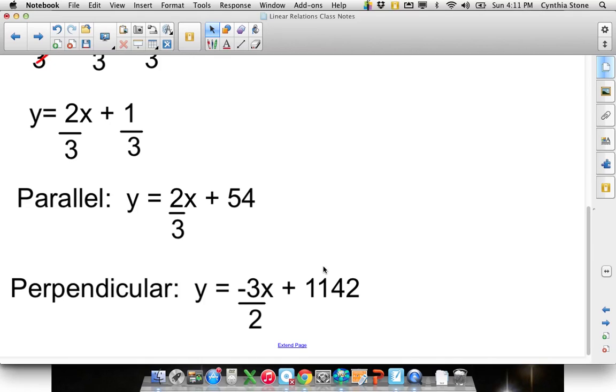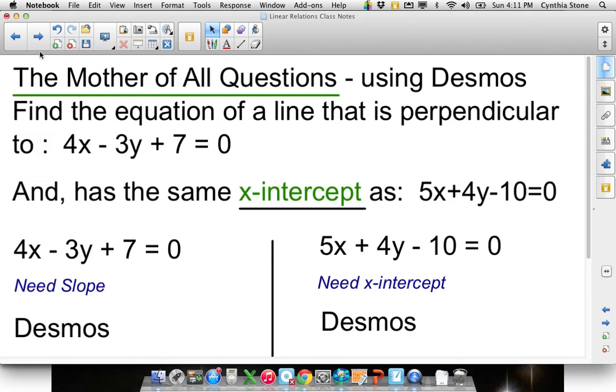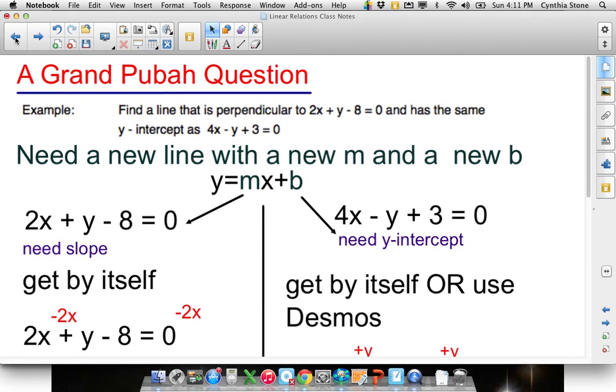That's one of the harder questions. Now here comes the grand poobah though. So the last example of the day is the grand poobah question. Aptly named. I think this one is really hard. There's one that's harder, the mother. I have it over here. It's the mother of all questions, but we're not doing that one right now. Here comes the grand poobah.